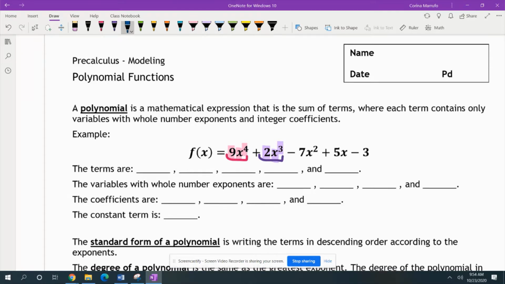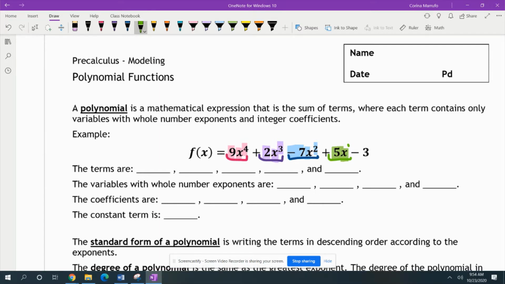The next one is going to be the negative 7x squared. Because of the minus, we do treat that as a negative 7x squared. That would be the term. The negative 7 would be the coefficient, the x would be the variable, and the squared would be the exponent. All right, so next here we have 5x. So 5 would be the coefficient, x would be the variable, and then the exponent is 1. Now the 1 is understood that it's to the first power.